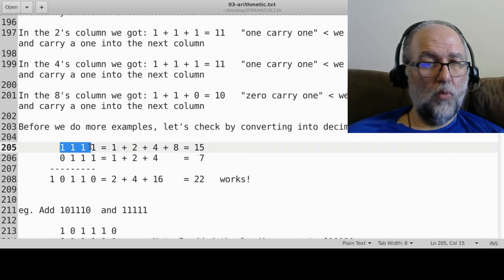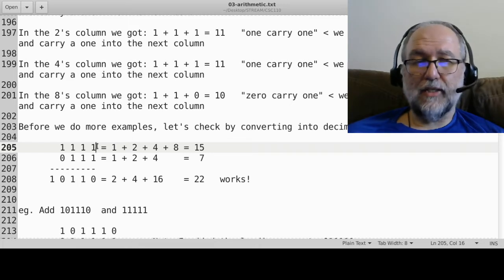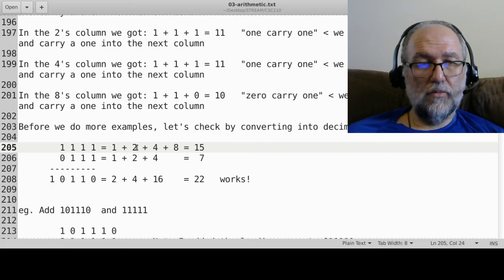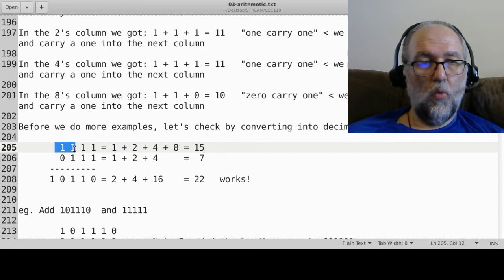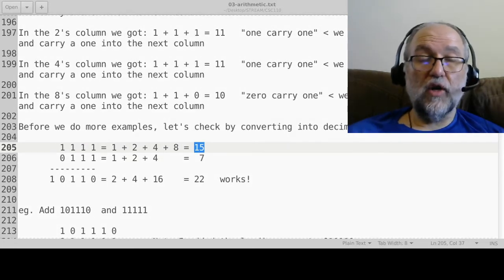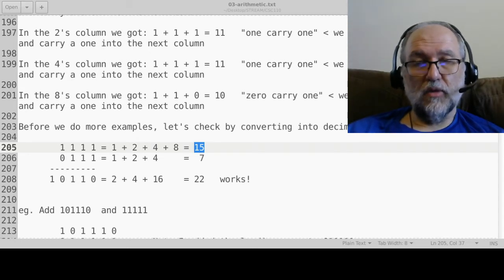My first number was 1111, and what's that in decimal? Well, there's a 1 in the 1's column, there's a 1 in the 2's column, so I have a 2. There's a 1 in the 4's column, so I have a 4. And there's a 1 in the 8's column, so I have an 8. And 1 plus 2 plus 4 plus 8 is 15. So 1111 is 15. By the way, you remember you should have those numbers memorized, so you should just know from the chart that I gave you that 1111 is equal to 15.